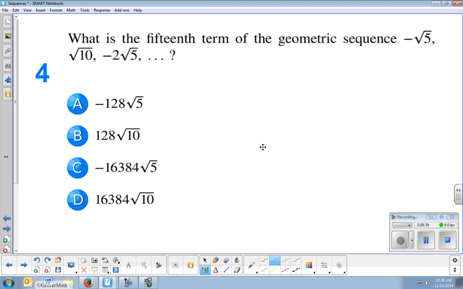All right, another geometric sequence, but this time we want the 15th term. So again, we can continue the pattern that we're going to see here. We'll talk about that in a minute, but let me give you the formula because you do definitely need the formula. And for geometric, it's very useful.